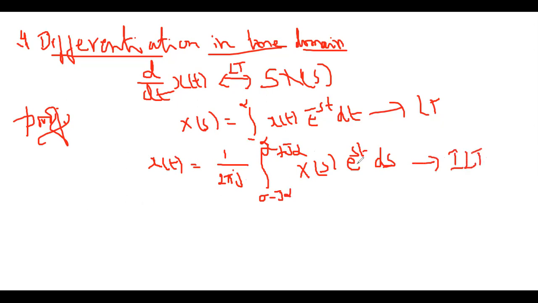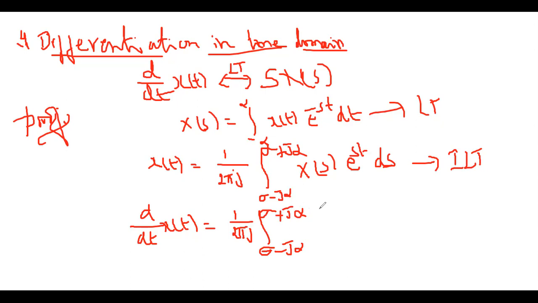Now we can apply the derivative on both sides with respect to t. So d/dt of x(t) is equal to 1 by 2 pi j, and there is no t in this function. The integral is also not with respect to time, because it is with respect to ds. So X(s) is also a constant because we are differentiating with respect to time. Only e^(st) has t. Okay, my dear students, so d/dt of e^(st) ds. Now I can apply the derivative for this function only.